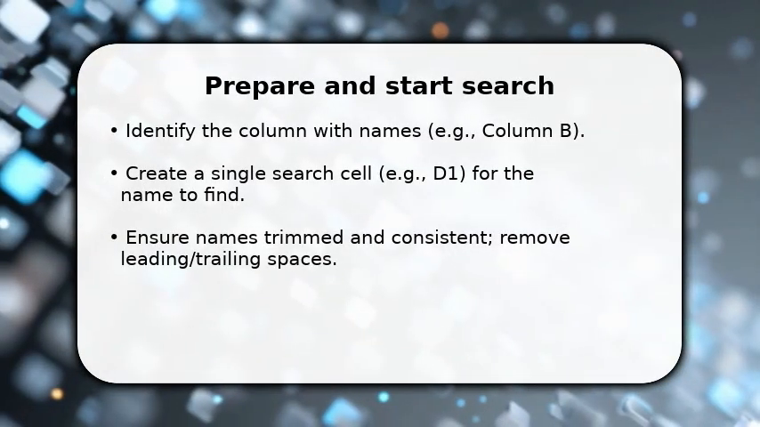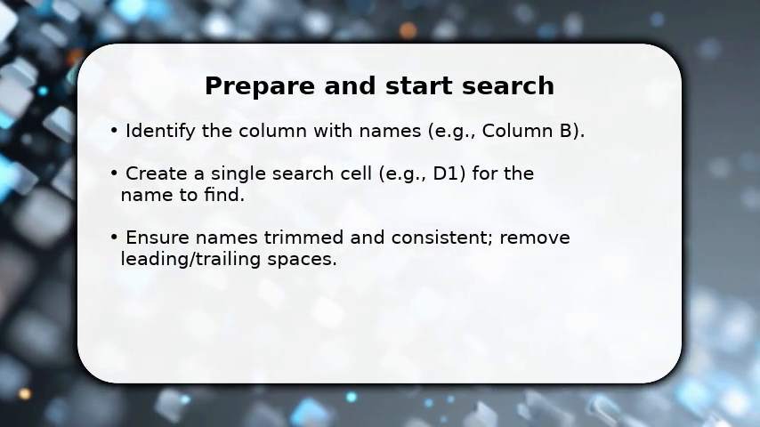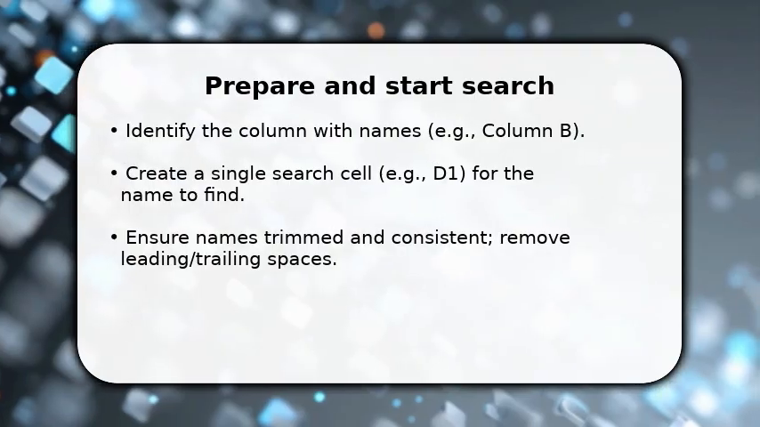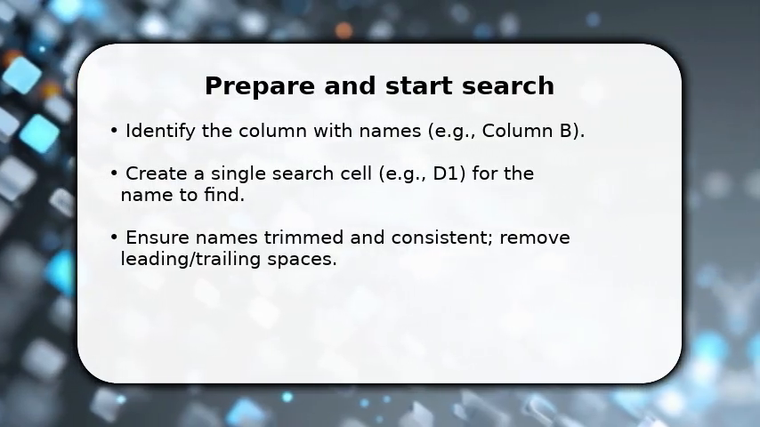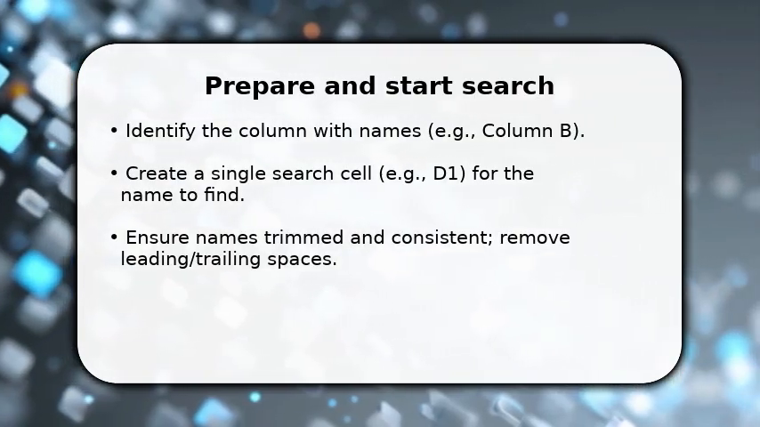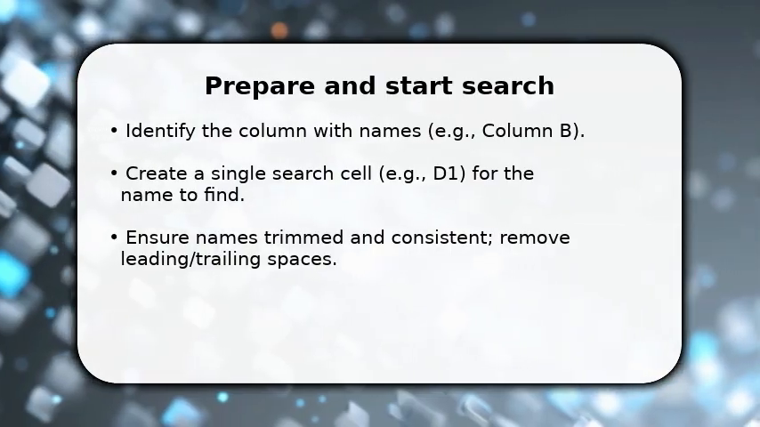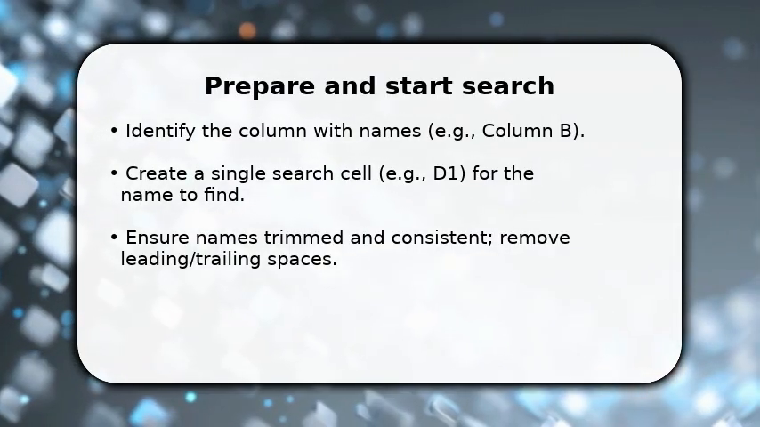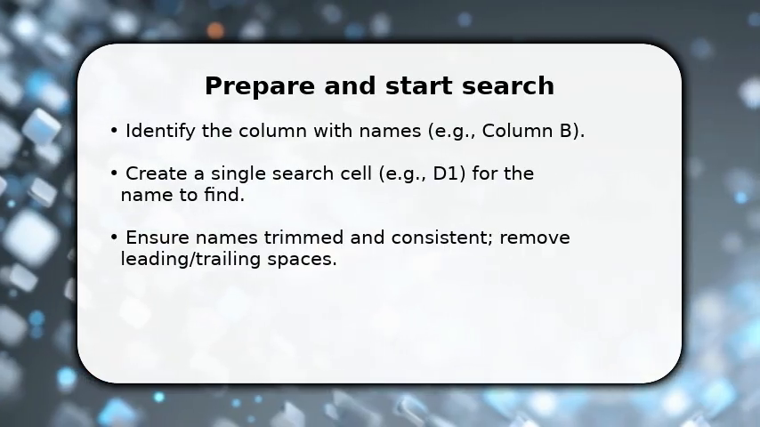You start by pointing to the name column and creating one clear search cell. Type the person's name in D1 exactly how you expect it. Once done, make sure the name list in column B has no extra spaces or case mismatches. You do this because exact matches are fastest and more reliable.